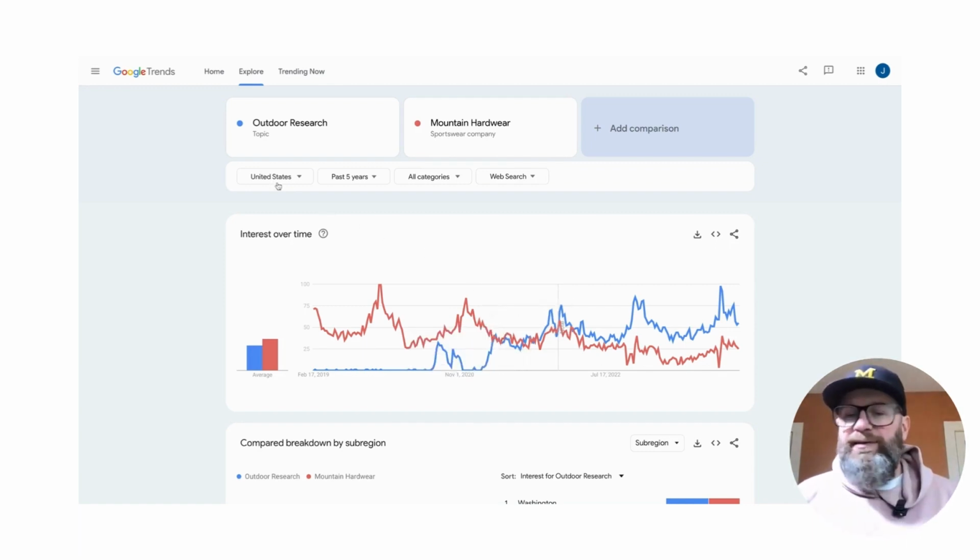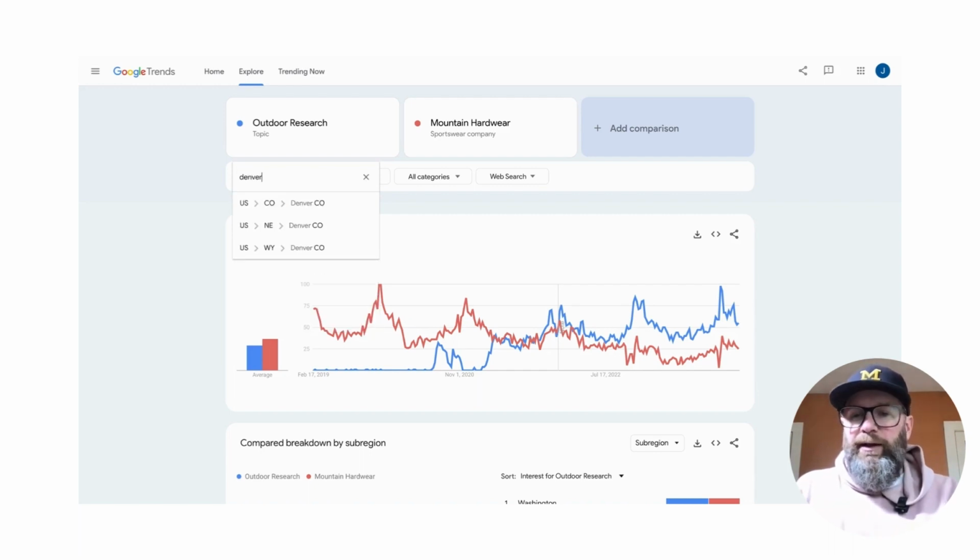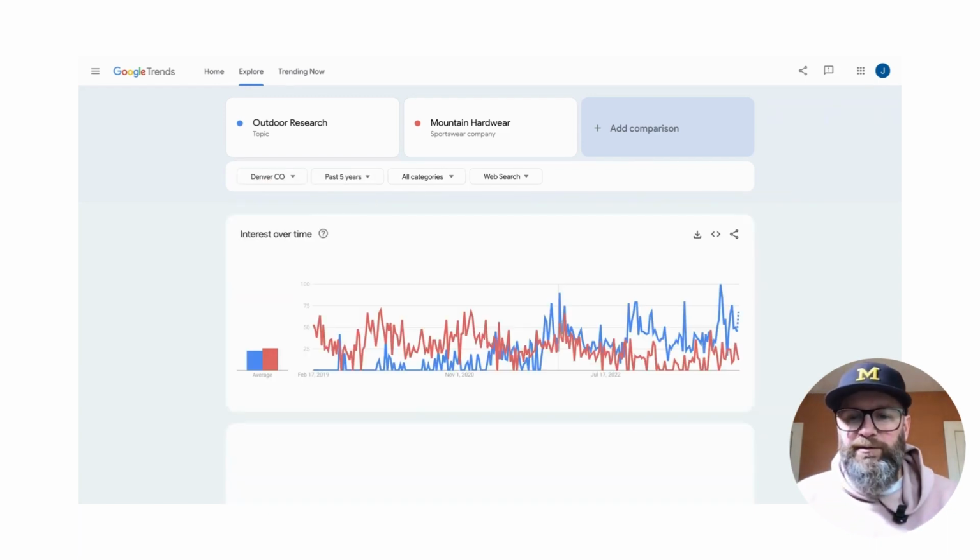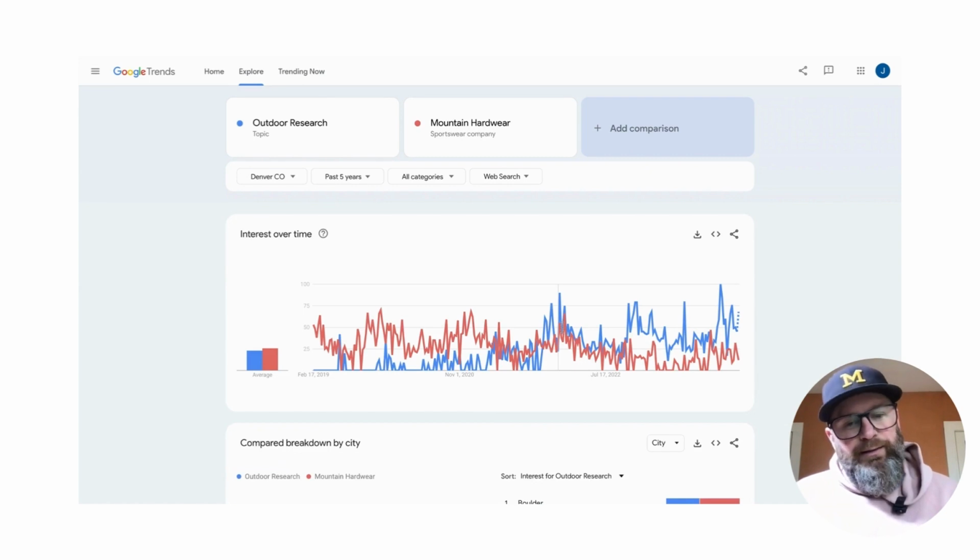Okay, well, Denver's unique, right? Denver's different. We're in Denver. We have different demographics, and I want to dive a little deeper. I want to see, okay, maybe they don't love Mountain Hardwear as much as Outdoor Research in New Hampshire, but what about where I'm at? So I'm just going to go into this market and see what's going on. Yeah, it's still the same story. So it's just something I've got to know. I have to be aware of.